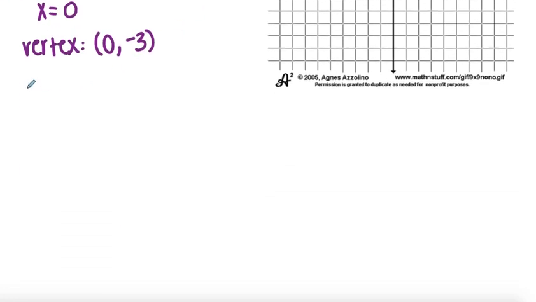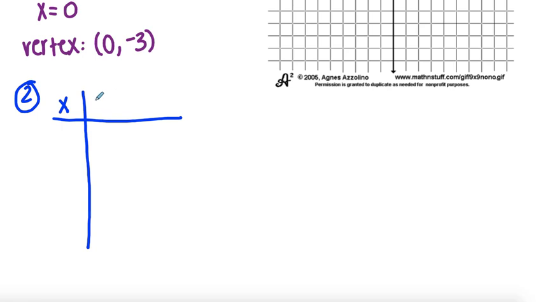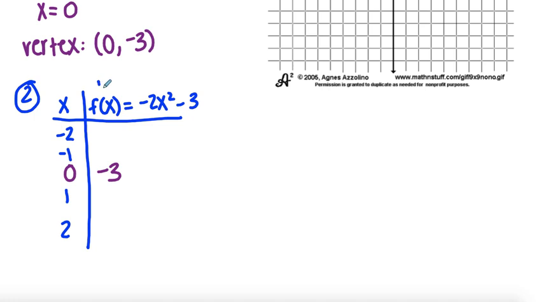And then my next step is I need to put this into a table and find some other points. And so my vertex is just going to go into the middle. And then I'm going to put 2 points above and below 0. So I'm just going to do negative 1, negative 2, 1 and 2. And then to find my y value, which again is just the same thing as f of x, I'm going to plug those values into my function.